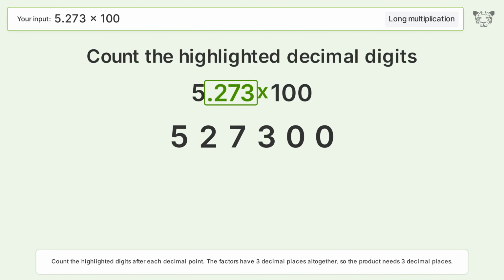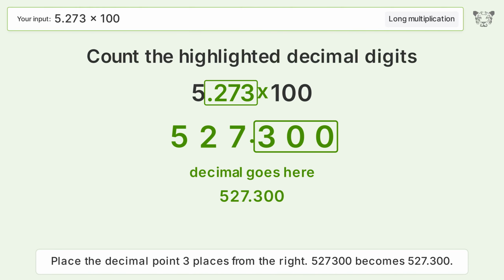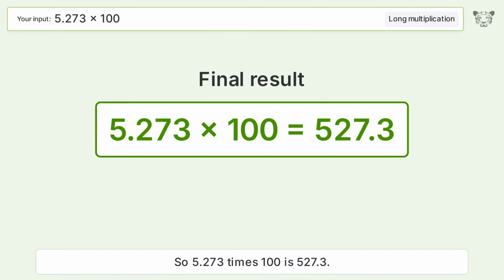The factors have 3 decimal places altogether, so the product needs 3 decimal places. Place the decimal point 3 places from the right. 527,300 becomes 527.300. That is simply 527.3. So 5.273 times 100 is 527.3.